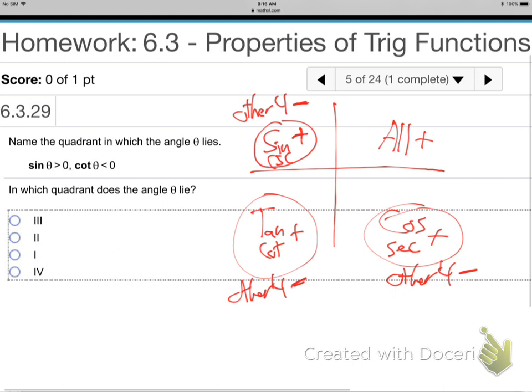All students take calculus. Those are the ones that are positive. They're all positive in the first, only sine and its upside down in the second, only tangent and its upside down in the third, only cosine and its upside down in the fourth.